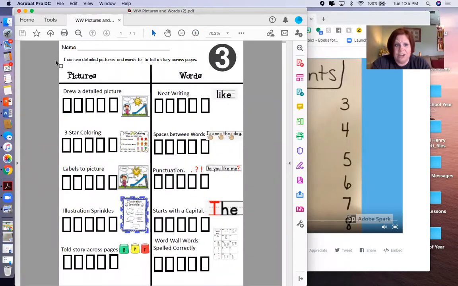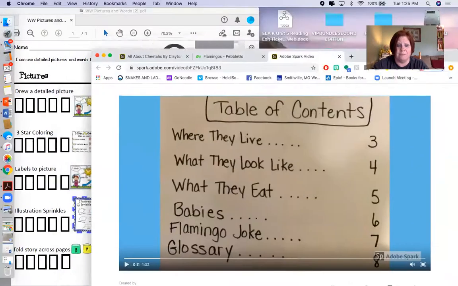This says I can use detailed pictures and words, and we would change this part to say to teach a reader all about something, and I can do it across pages. So I can use detailed pictures and words to teach about a topic across pages. You could have mom or dad print this out for you. Miss Garrett really likes to fold it, so I'm only focusing on one part. But I'm going to take this and look at each one of my pages.